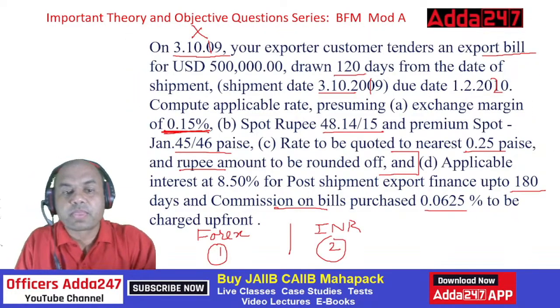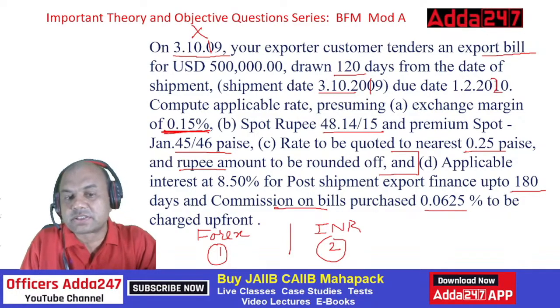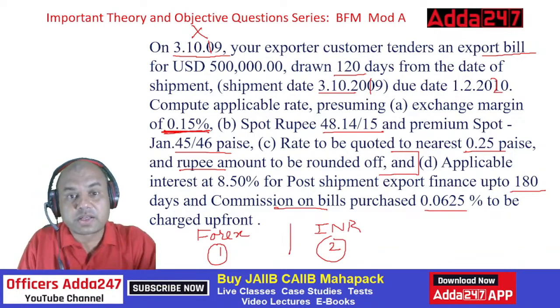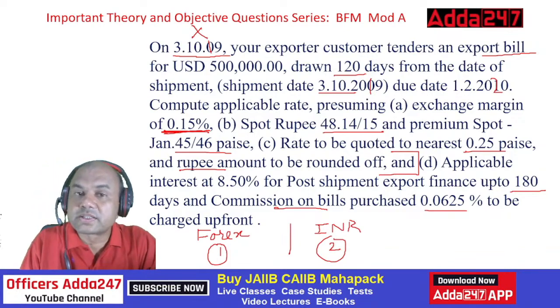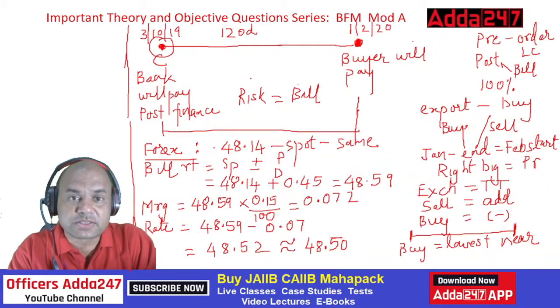The question asked is applicable rate of interest, post shipment finance up to this. Everything is given. So you have to calculate the INR amount also. Both the things are there. It's a big case study of 5 marks. And remember, it is asked in the exam.